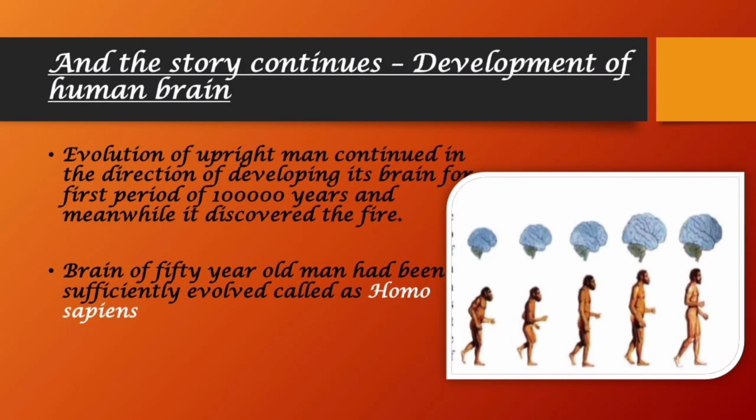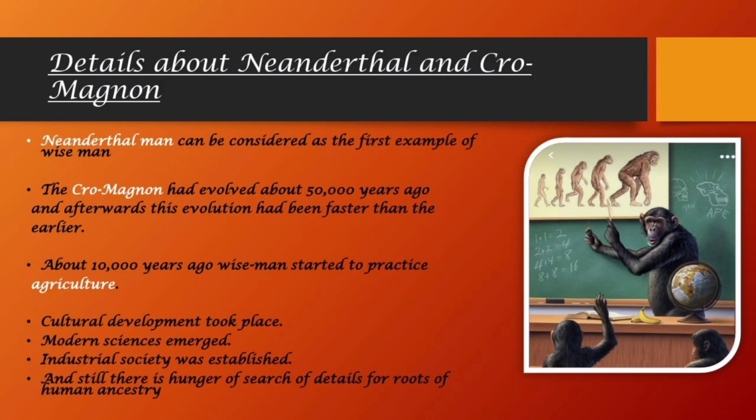Evolution of upright man continued in the direction of developing its brain for a period of about 1 lakh years, and meanwhile it discovered fire. The brain of the 50,000-year-old man had sufficiently evolved to the extent that it could be considered a member of the class wise man, that is Homo sapiens. Neanderthal man can be considered the first example of wise man. The Cro-Magnon man evolved about 50,000 years ago, and afterwards this evolution was faster than earlier.